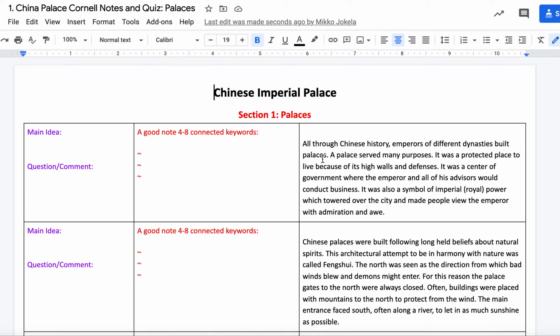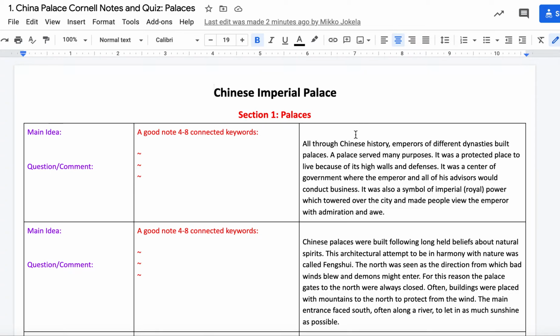All through Chinese history, emperors of different dynasties built palaces. A palace served many purposes. It was a protected place to live because of its high walls and defenses. It was a center of government where the emperor and all of his advisors would conduct business. It was also a symbol of imperial, which means royal, power, which towered over the city and made people view the emperor with admiration and awe.